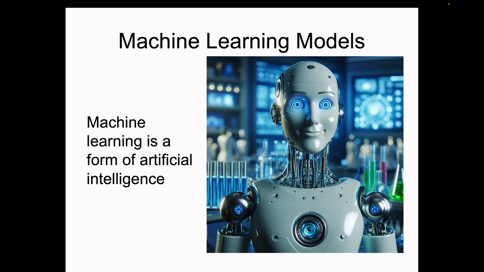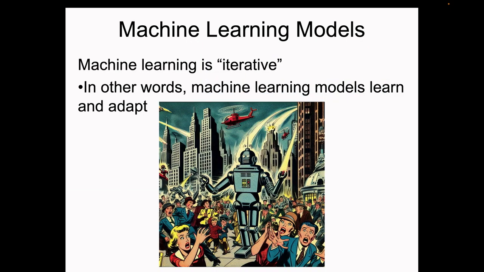It means that the software is iterative. Machine learning will try an equation, see how well it works at actually explaining the data, and then if it's not a good match, it'll tweak parts of the equation to make it a better match to the data. So machine learning models learn and adapt. I have a B-movie scary picture here, but it's actually nothing scary. It just makes the metaphor more colorful.